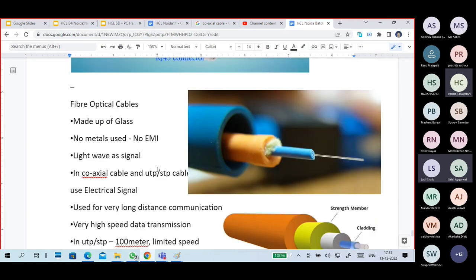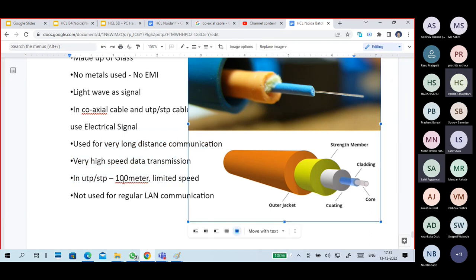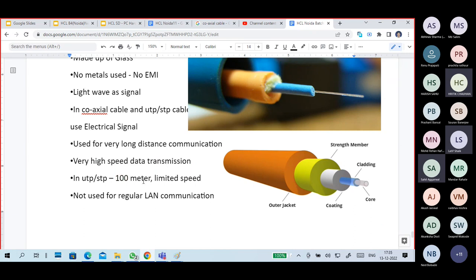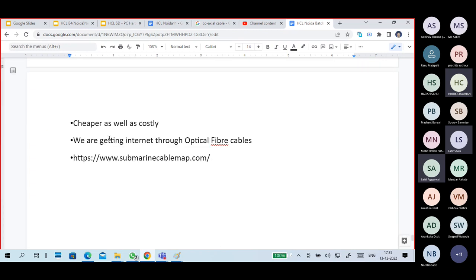It is made up of glass, so no electromagnetic interference. We use a light signal to communicate. It is used for very long distance communication, and very high data transmission speed is there. Normally UTP cables support 100 meters with limited speed capacities, but fiber optical cables will give a very good speed of data transmission and over very long distances. And we are not using it for regular LAN communication purposes.